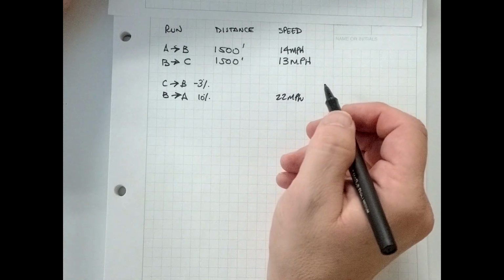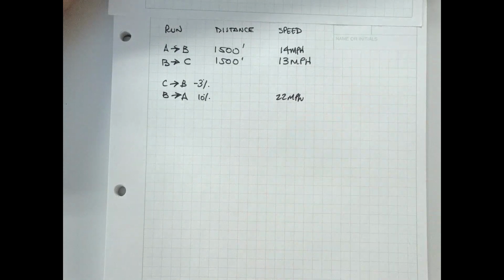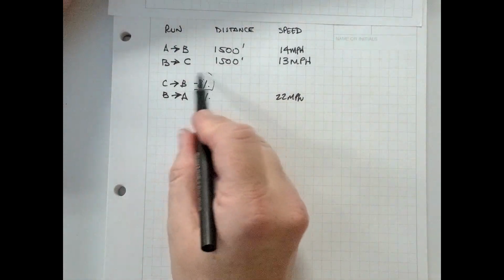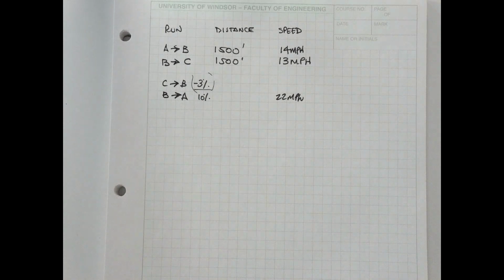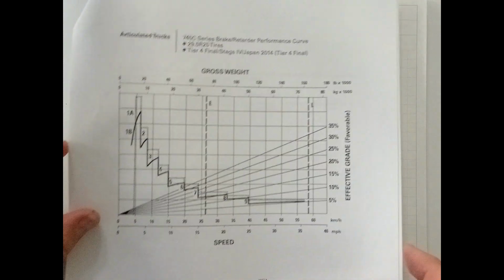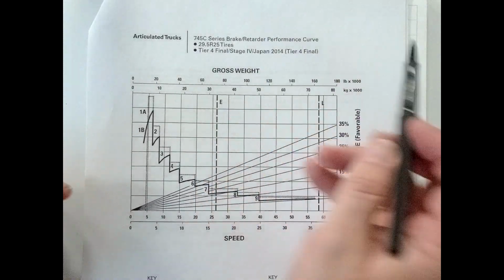A very important distinction because this one is negative. When it's negative, we're going to want the engine to assist us in our braking, right? And the way that we do that is we go to the Brake Retarder Performance Guide.